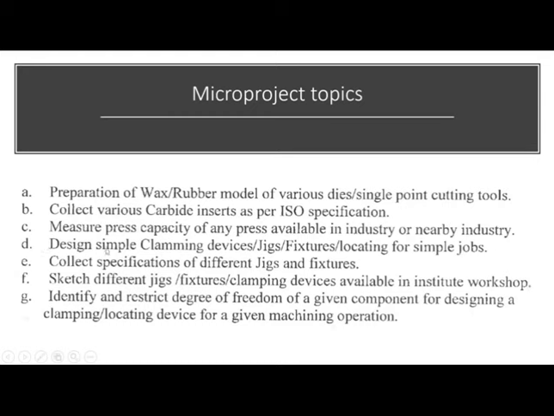Next, design simple clamping devices, jig, fixture, or locating device for a simple job. You will be given a simple job for which you have to design a simple clamping device, jig, fixture or locating device. The next topic is to collect specifications of different jigs and fixtures. You can collect specifications of different jigs and fixtures from our workshop or from a nearby industry, so that you get an idea of the different jigs and fixtures that are used in the industry.